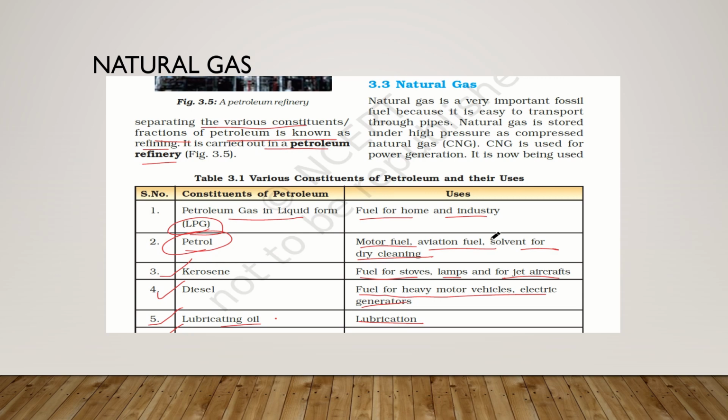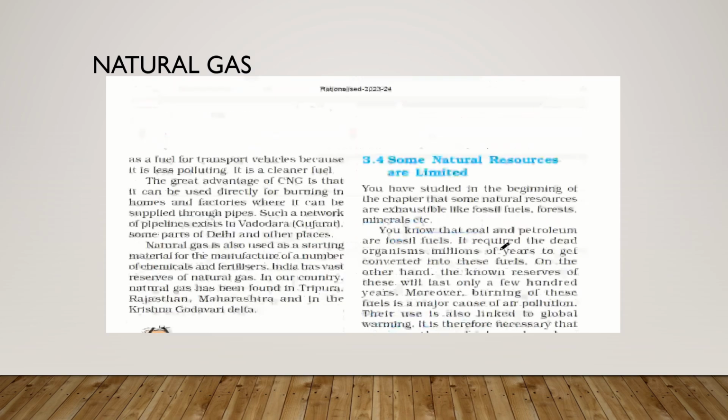Now next we are discussing natural gas. Natural gas is also a very important fossil fuel because it is easy to transport through pipes. Natural gas is stored under high pressure in compressed form. It is called CNG or compressed natural gas, which is used in power generation. It is now also being used as a fuel for transport in vehicles, as it is a cleaner, less polluting fuel. CNG is nowadays used in autos and so on. The great advantage of CNG is that it can be used directly for burning in homes and factories, and it can be supplied through pipes.